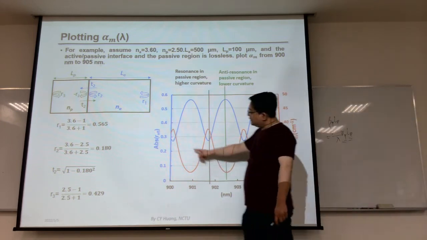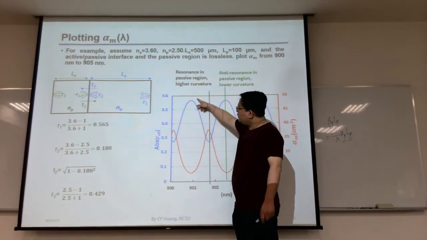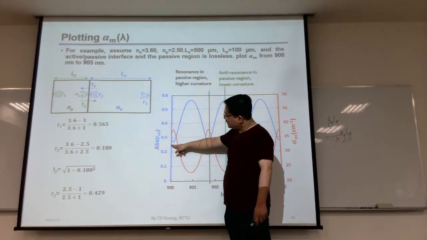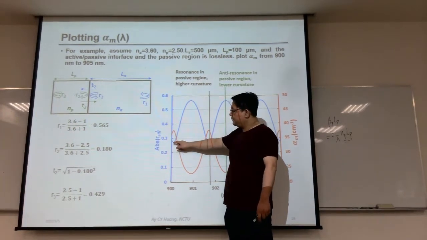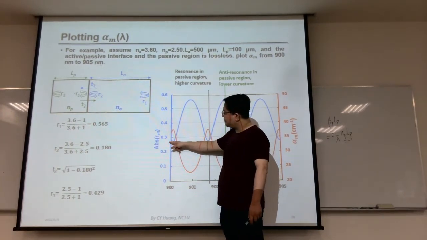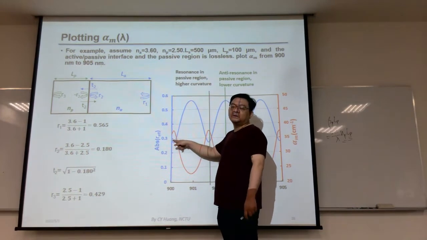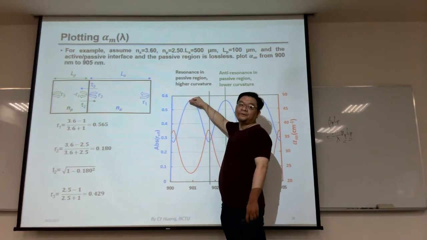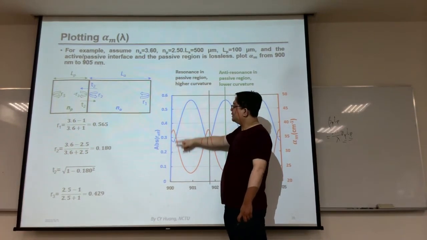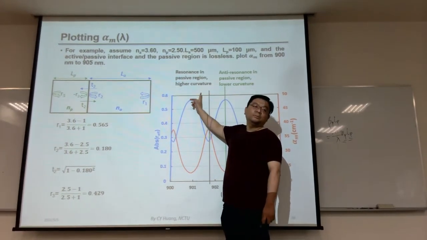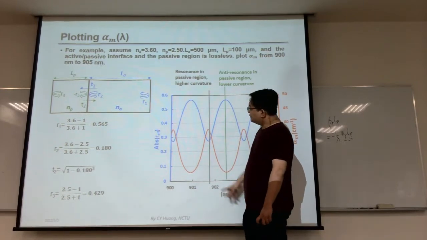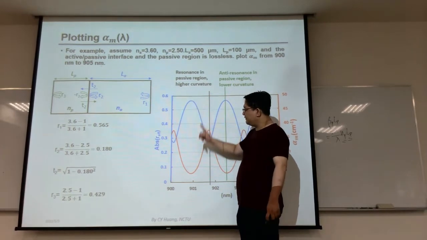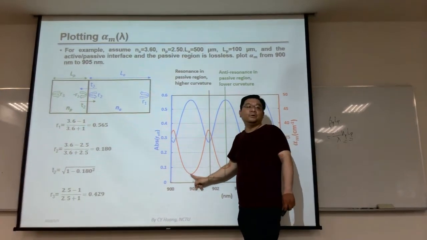So the reflectivity will be low, high, low, high, low, high. The lowest number will be around 0.2, probably 0.26. And the high reflectivity, due to the diffraction in the passive region, could be doubled, more than doubled. So those with high reflectivity give you a low mirror loss.